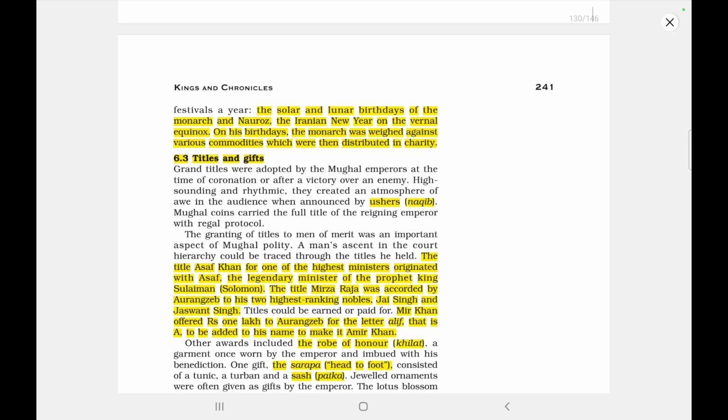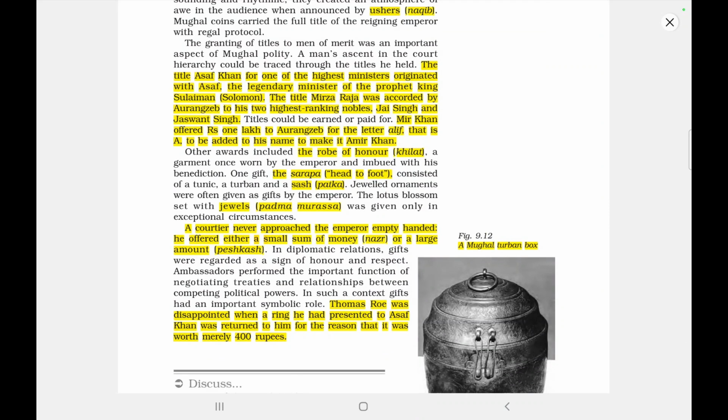So titles could be earned or paid for. Mir Khan offered rupees 1 lakh to Aurangzeb for the letter Alif, that is A, to be added to his name to make it Amir Khan. The other awards included the Robe of Honor, khilat, a garment once worn by the emperor and imbued with his benediction. And one gift, the sarapa, head to foot, consisted of a tunic, a turban, and a sash, a patka. So jeweled ornaments were often given as gifts by the emperor, and the lotus blossom set with jewels, Padma Murassa, was given only in exceptional circumstances.